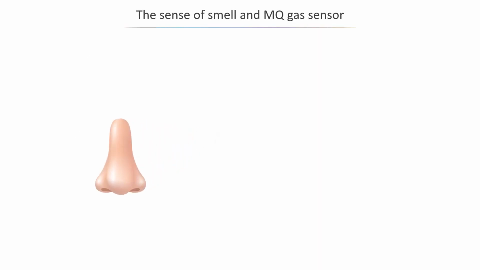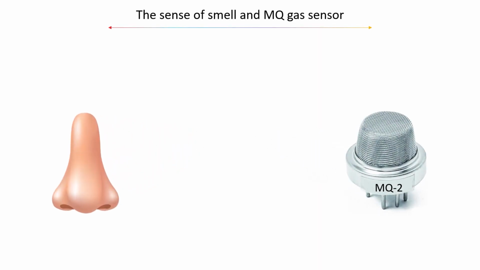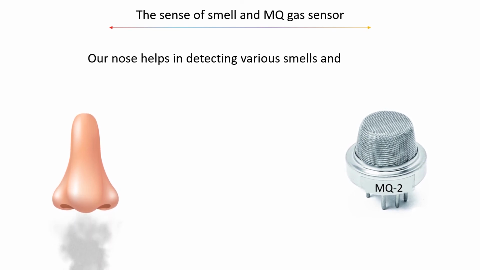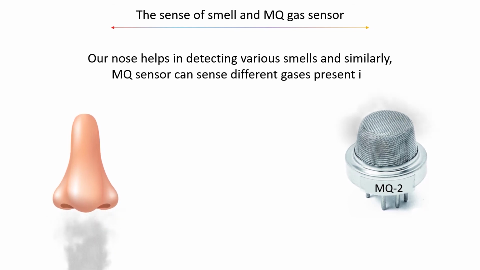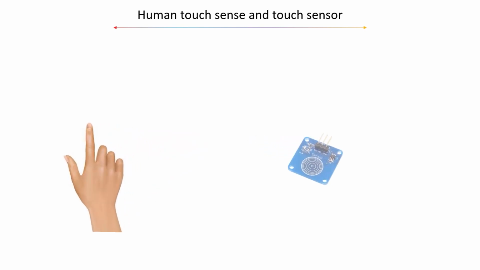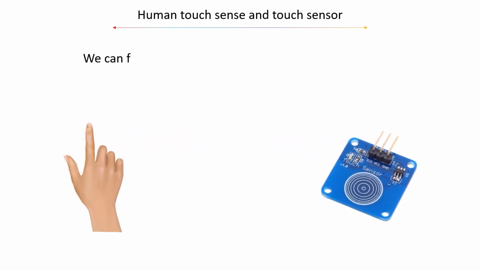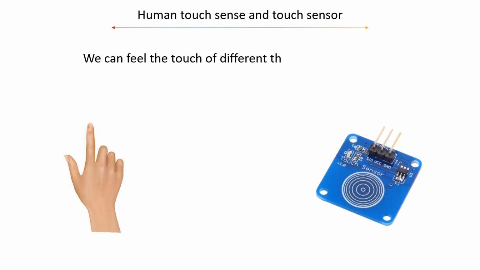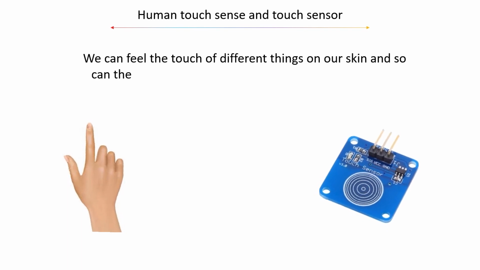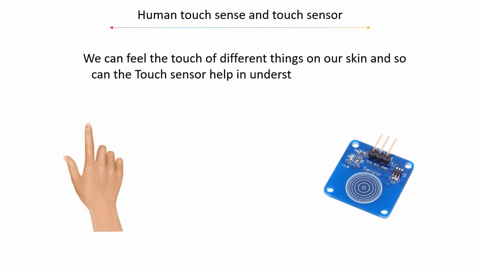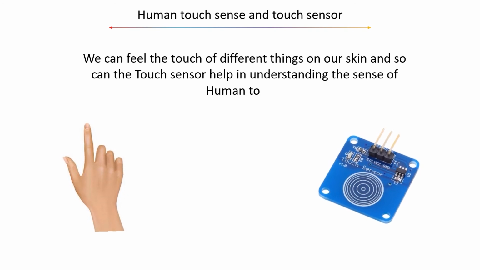The sense of smell in humans and the MQ gas sensor. Our nose helps in detecting various smells, and similarly, an MQ sensor can sense different gases present in the atmosphere. Human touch sense and the touch sensor. We can feel the touch of different things on our skin, and so can the touch sensor help in understanding the sense of human touch.